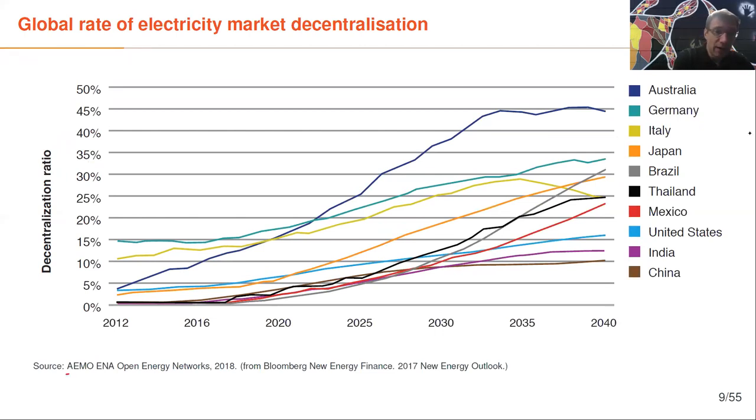This is again from the Australian Energy Market Operator and Energy Networks Australia, where in 2018 they took this from Bloomberg. Bloomberg predicted that by mid-2030s in Australia, so that's this top graph, 45% of power will be generated behind the meter. Behind the meter means in either residential or small commercial buildings. And that's quite remarkable, because if you think about the implication of that, we are effectively predicting that we'll flip the operation of the power system from generation following load to load following generation.